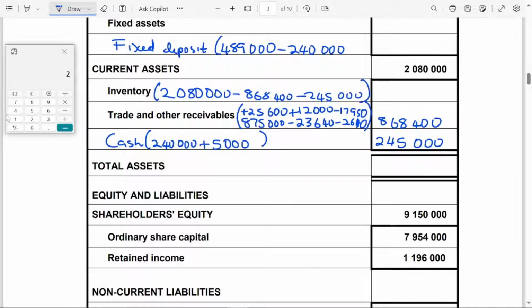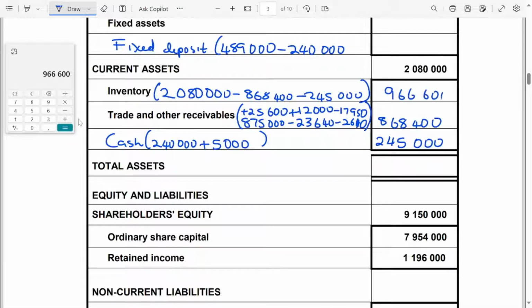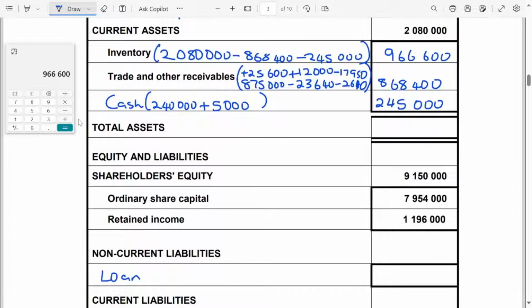So 2,080,000 minus 868,400 minus 245,000. That is going to be 966,600, right? Okay. Let's continue.